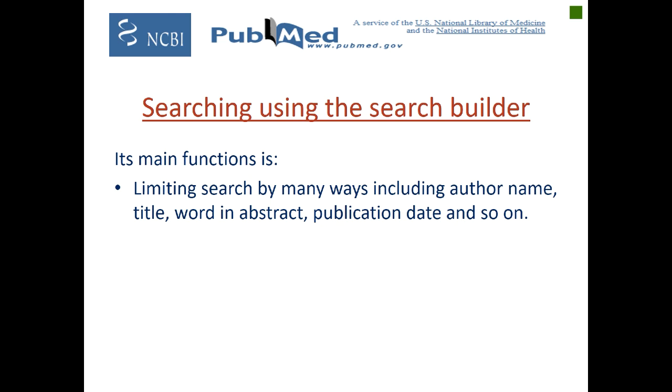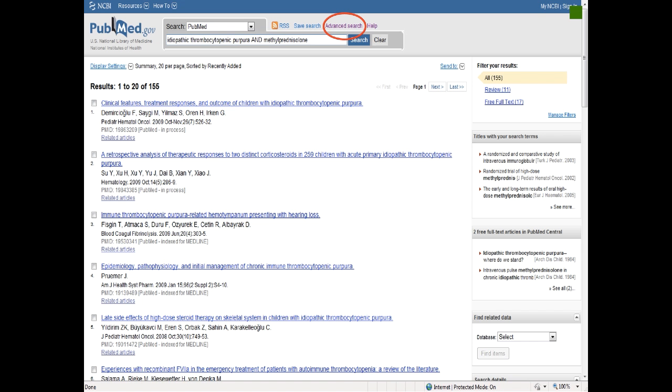Another search technique on PubMed is searching using the search builder, and its main function is limiting the search in many ways, including author name, title, word in abstract, publication dates, and so on. You can get into the search builder by clicking on advanced search on the PubMed page.